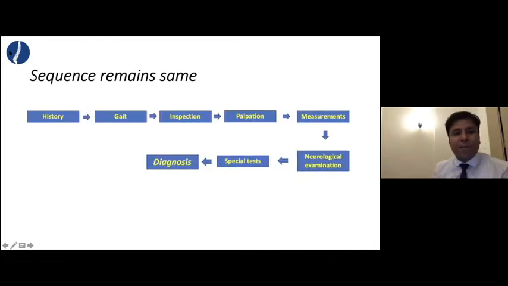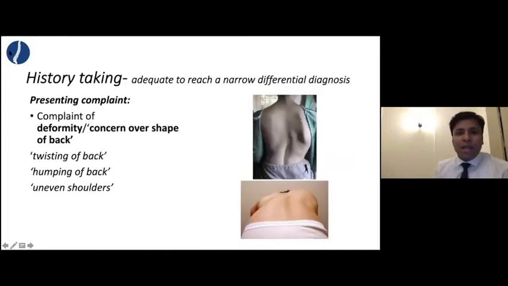Now, the examination and the sequence of history taking remain the same. You start with history, you go on to the gait analysis, then you do inspection, palpation, measurements, neurological examination, special tests, and finally the diagnosis. And let me tell you, there are not many subheadings in these major headings, and that's why scoliosis is simple. To start with history taking, a good history should help you reach a narrow differential diagnosis. If your differential diagnosis is wide, probably you haven't taken a good history.